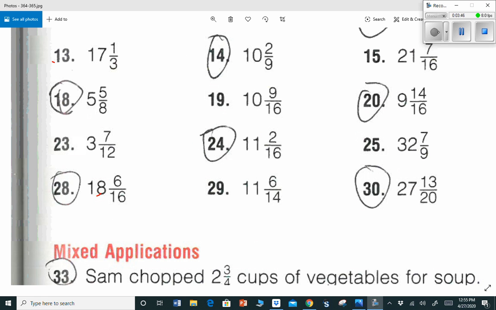Sorry to disappoint you, but that's all there is for today's lesson. Just rounding mixed numbers.